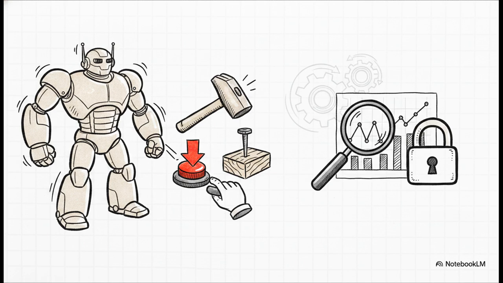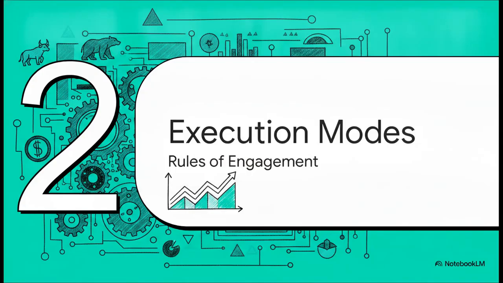But take a close look at custom indicators. While they are absolute mathematical powerhouses for analyzing data, they explicitly cannot trade automatically. So when it really comes down to initiating that network communication to place a trade, EAs and scripts are your actual trigger pullers. Moving right along to Section 2, Execution Modes, basically the rules of engagement.